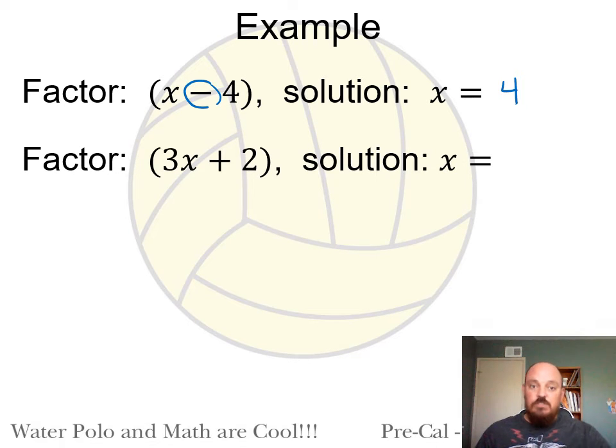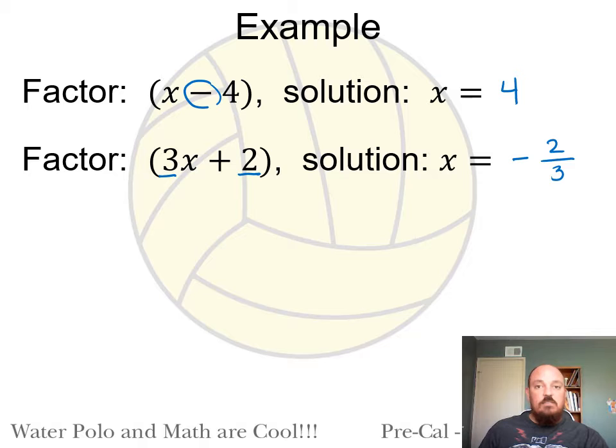Now, if you have a coefficient on the x, it's a tiny bit different. We still change the sign, but basically what you do is you change the sign, and then you put this number over this number. So if my factor was 3x plus 2, my answer would be negative 2 over 3, or negative 2/3. So those are some shortcuts for converting factors to solutions that you learned a long time ago.